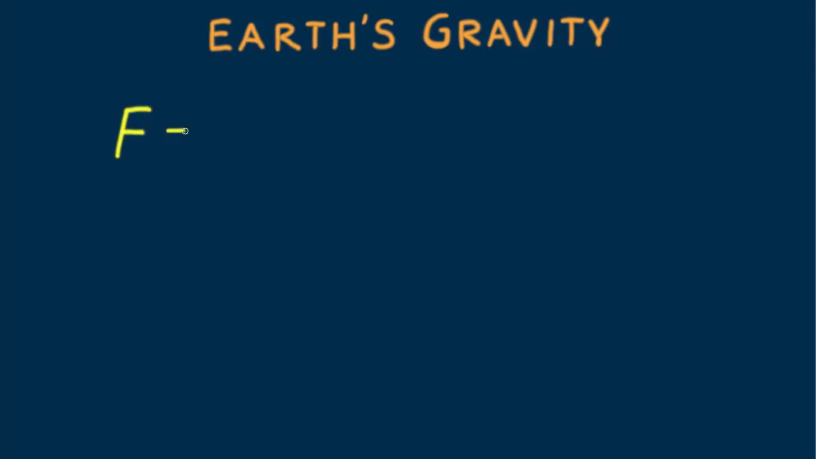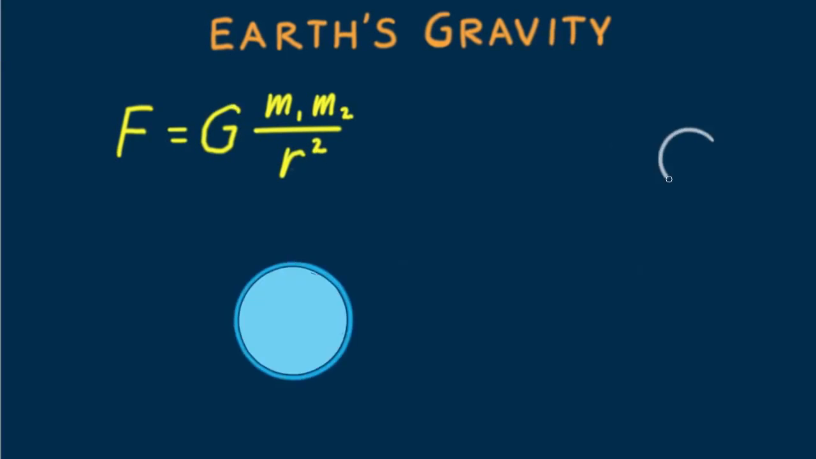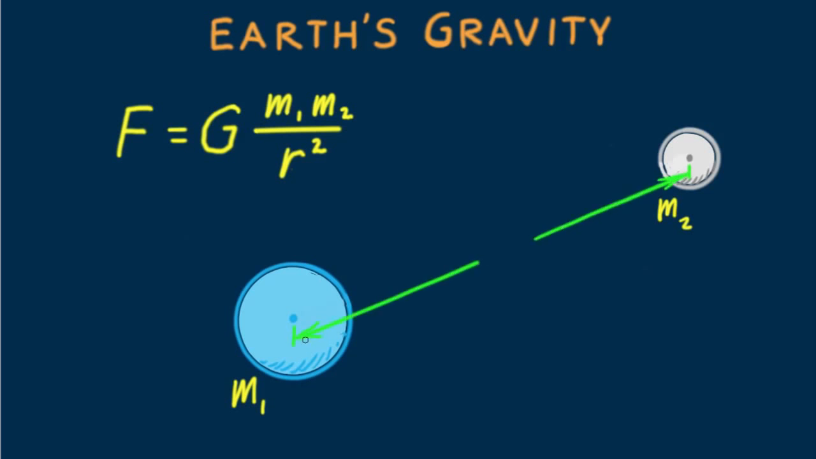Newton's law of universal gravitation is shown here in equation form. The gravitational force between Earth and Moon is easily calculated by putting the masses of each and the distance between their centers into this equation, along with Newton's gravitational constant G.